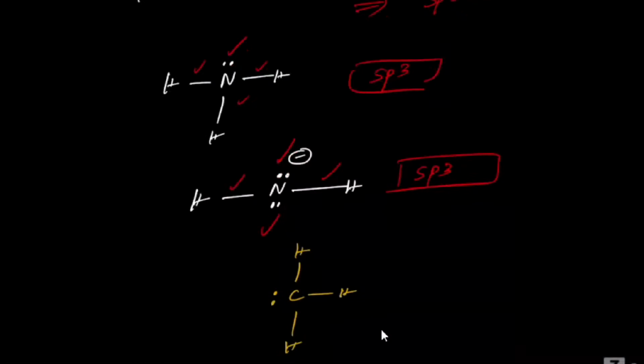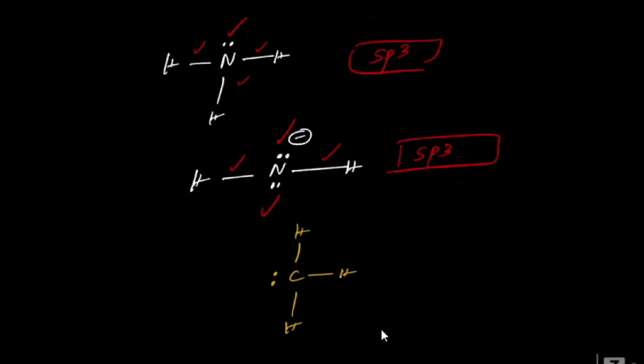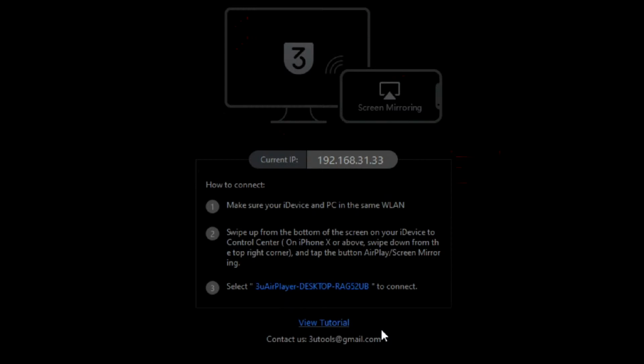Okay, let us talk about carbanion. Carbanion has how many groups? It has three groups, three bond pairs, one, two, three, and one lone pair. So four groups. So here also hybridization is sp3.